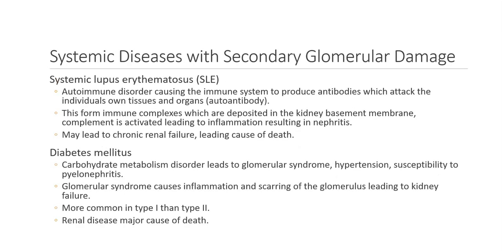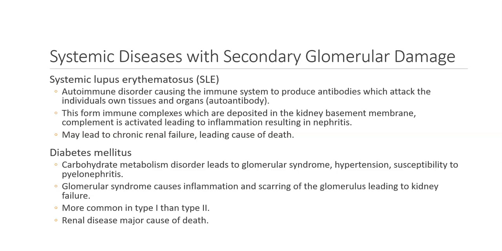We're going to talk about systemic diseases with secondary glomerular damage. Systemic diseases are diseases which don't affect just one part of the body. They are systemic. There may be multiple organ systems involved. One of the classic systemic diseases is systemic lupus erythematosus. This is an autoimmune disorder causing the immune system to produce antibodies which attack the individual's own tissues and organs.